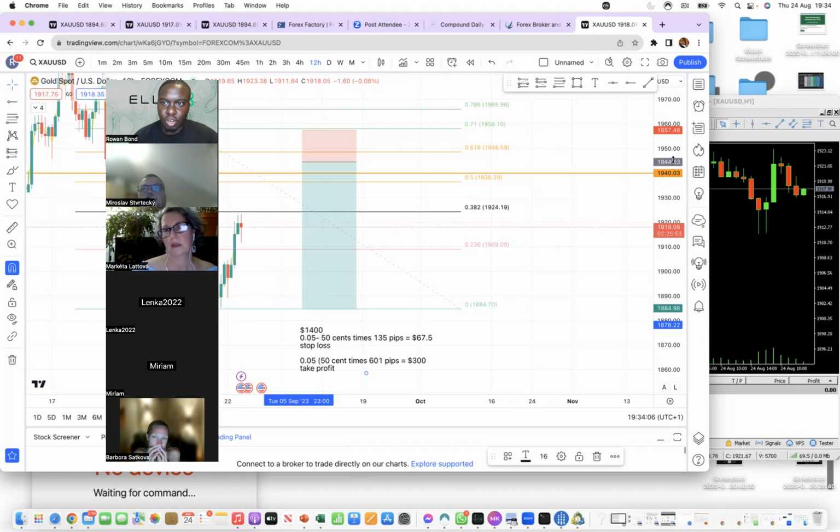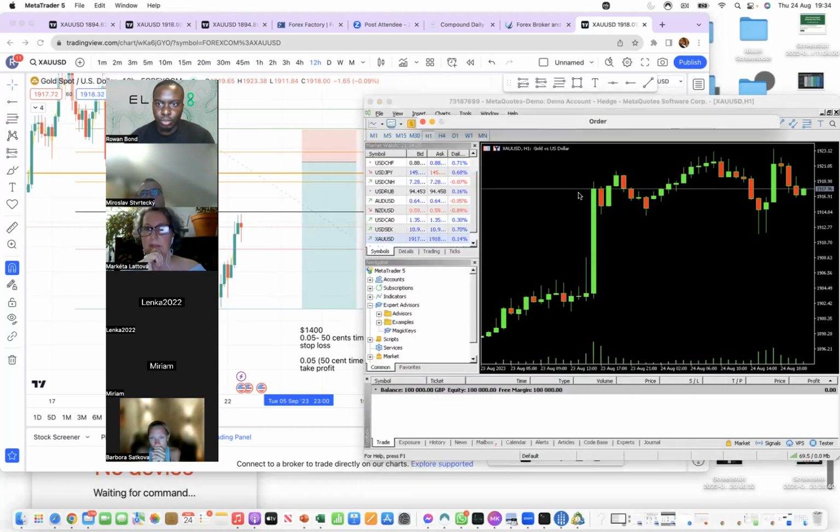So mine, it shows up as gray, the entry. So gray, 1944.53, is the entry. The stop loss shows up as red here. And the take profit shows up as green here. Yes, we take these numbers.